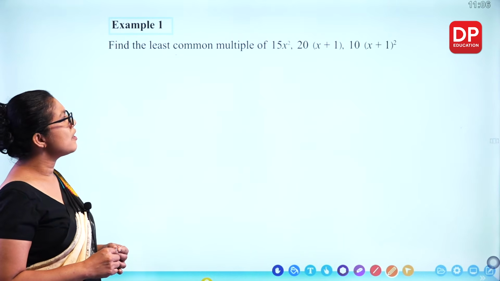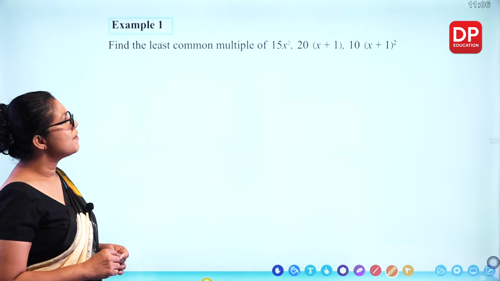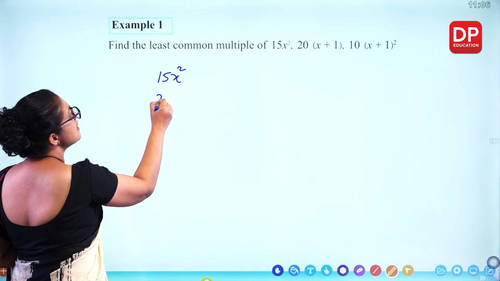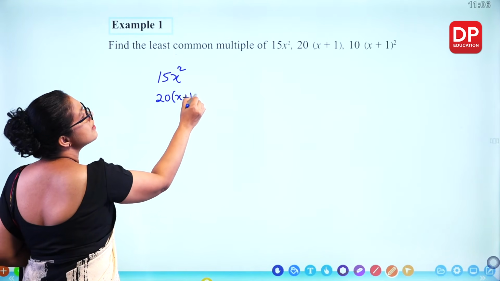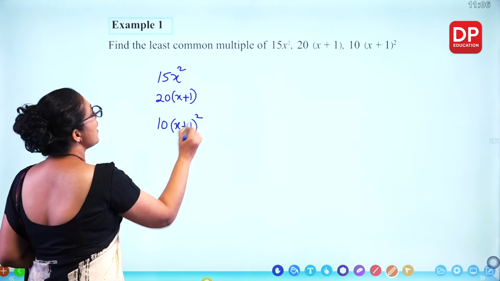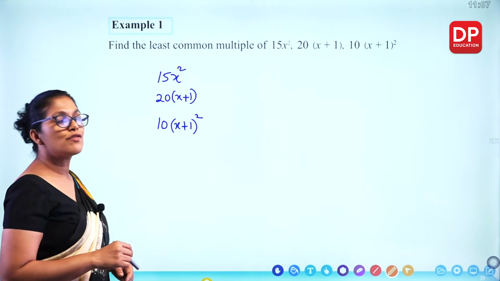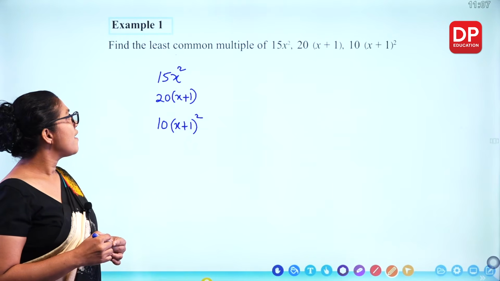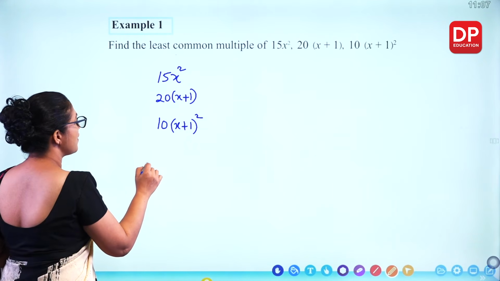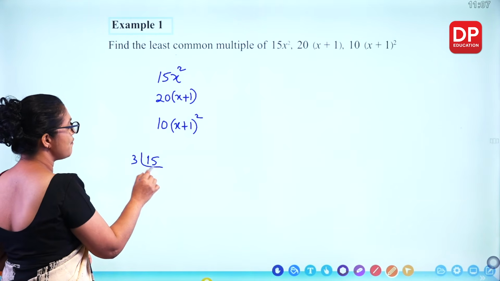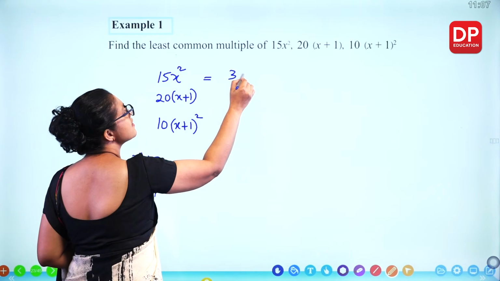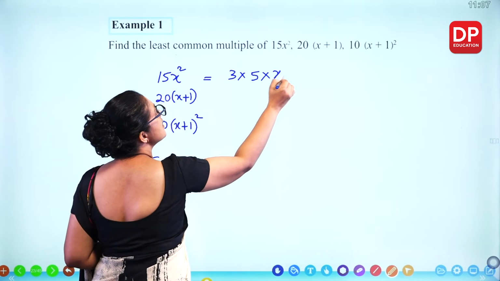Now we'll look at the example 1 in your textbook, and they are asking to find out the least common multiple of 15x squared, 20x plus 1 and 10x plus 1 squared. So here first thing we need to find out the prime factors of 15, 20 and 10. So here we'll do separately. 15, what are the prime factors? That's 3 and 5. So I can write this as 3 times 5 times x squared.